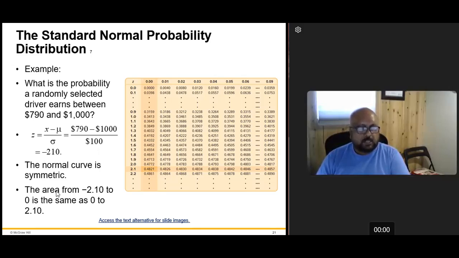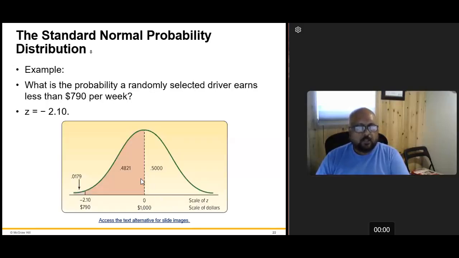We can use the Z table. So the area from minus 2.10 to 0 is the same as, because it's symmetrical, it's a normal distribution, so we can ignore the sign. So basically what we have is 2.1, and there's no other decimal point here, so we can stay in the first column of the table. So 2.1, and we got 0.4821, and that's our answer, right?